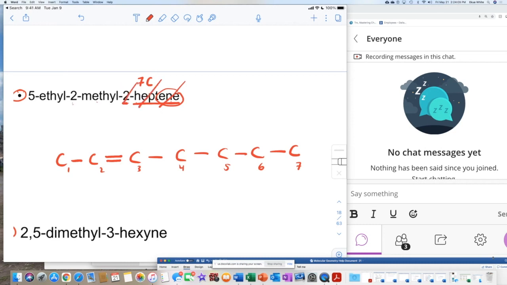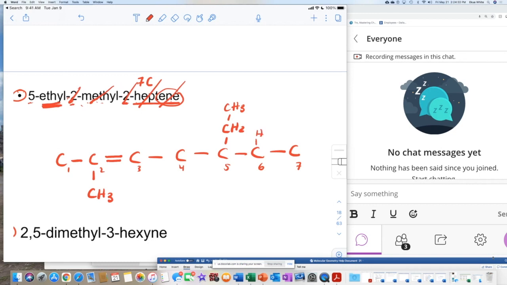And then on carbon 2 also, ooh, I have a methyl group. So on carbon 2, I have a methyl group, right? So this is done. And then I also have an ethyl group on carbon 5. Where's carbon 5? Carbon 5 is right here. I have an ethyl group. Ethyl group has 2 carbons. So this is going to be CH2, CH3. Okay?